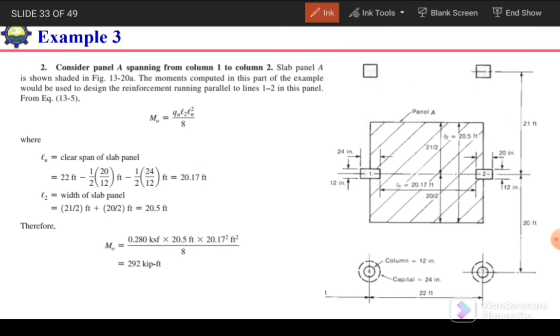Okay, now we have Qu, L2 and Ln. Once we have these three factors, we can easily plug in these values into the equation of static moment to calculate the static moment value.